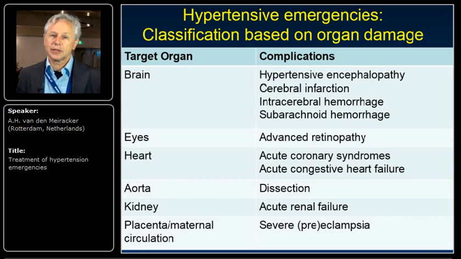Concerning the aorta, the acute dissection of the aorta. If you go to the kidney, acute renal failure. And if you go to the placenta and maternal circulation, we have an emergency in women with severe preeclampsia, and of course in women with eclampsia.